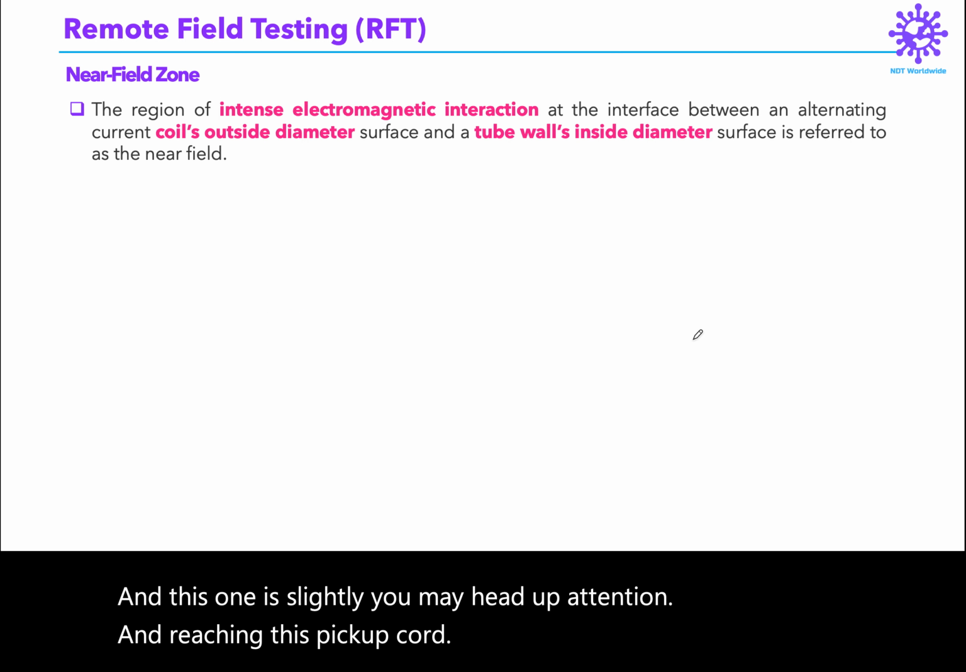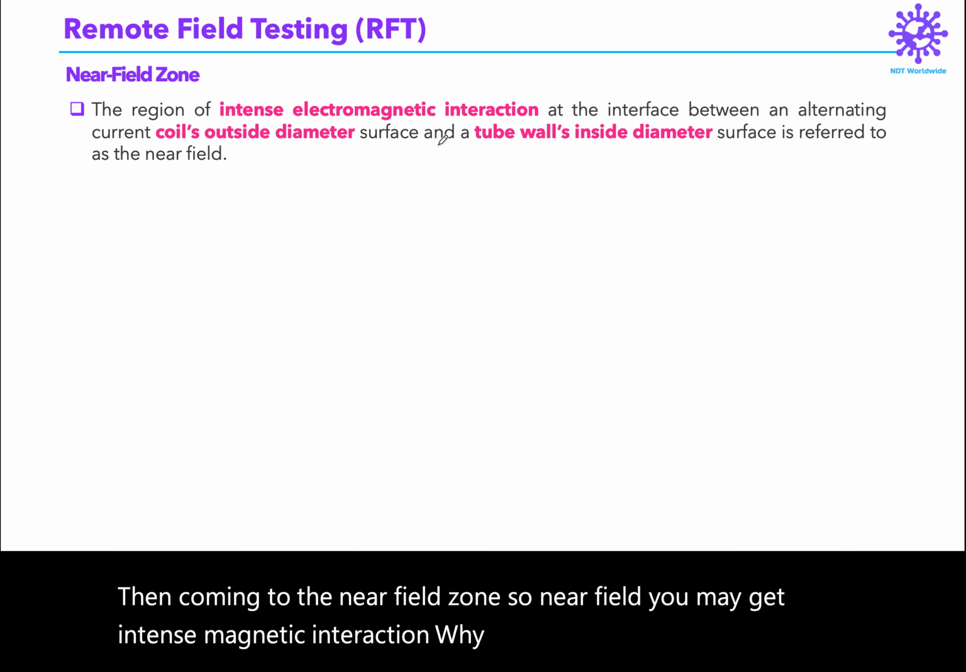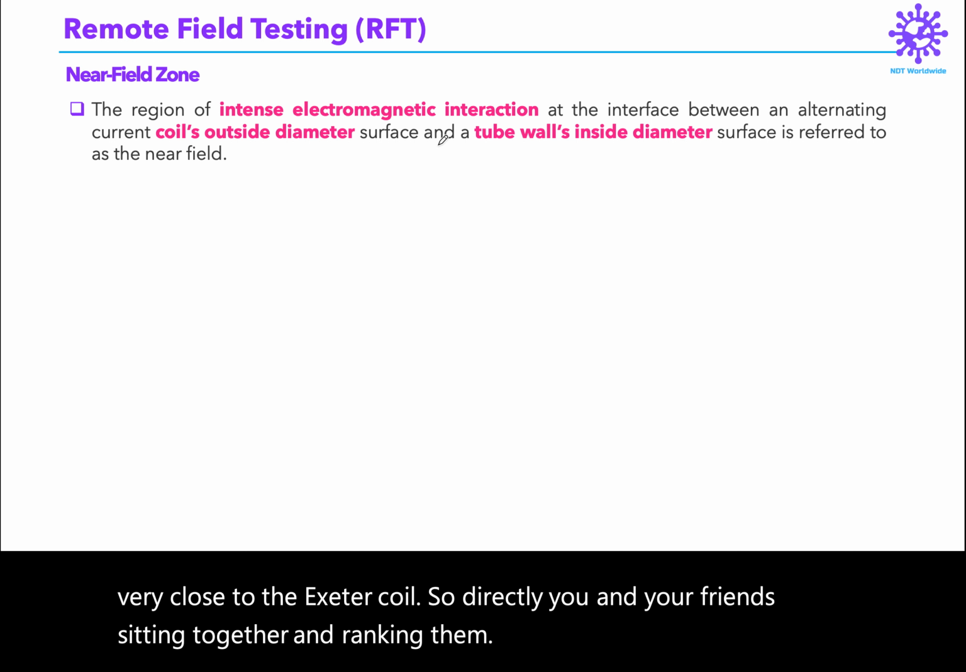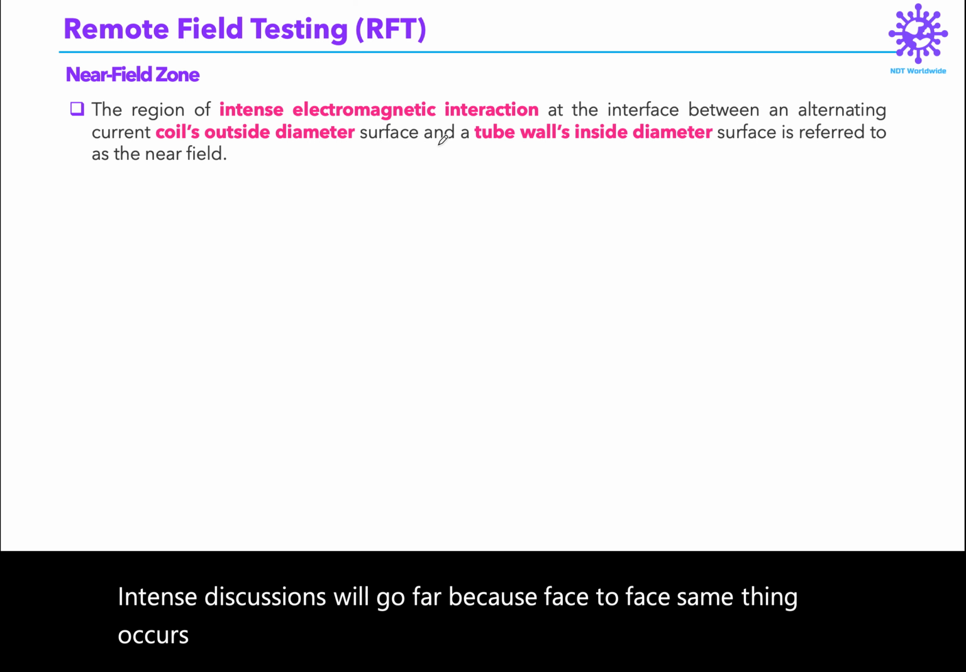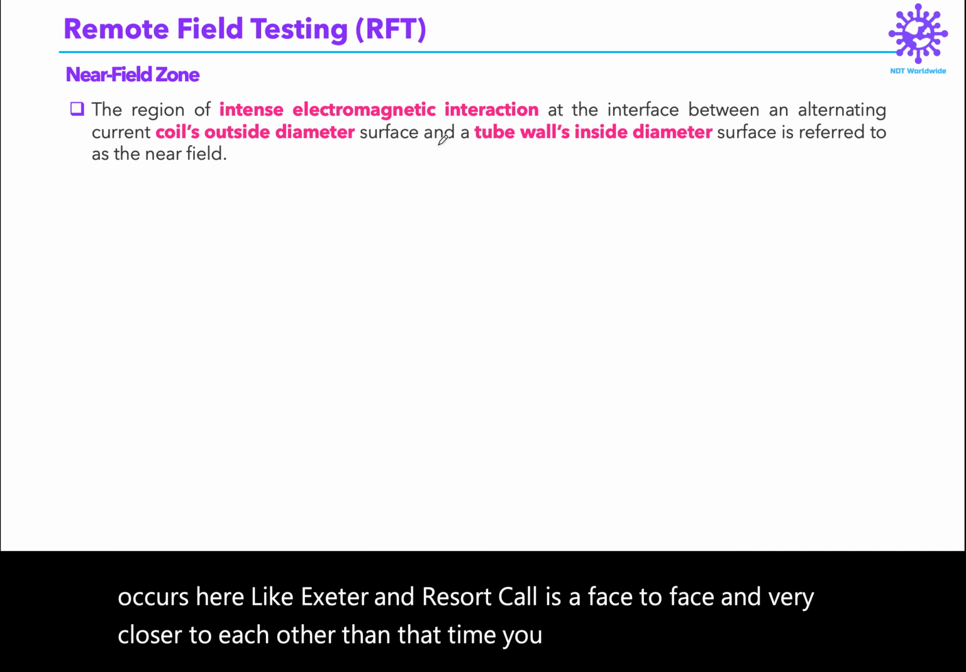Then coming to the near field zone, you may get intense magnetic interaction. Why? Because the detector coil is very close to the exciter coil. It's like you and your friends sitting together and drinking, then intense discussions will go on because you are face to face. The same thing occurs here: the exciter and receiver coils are face to face and very close to each other, so you can have a good interaction.